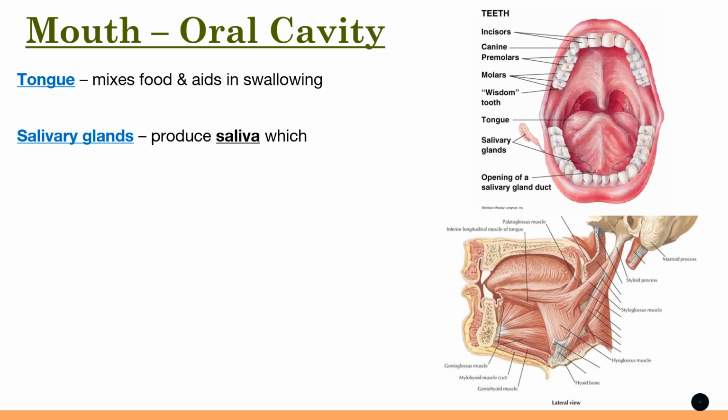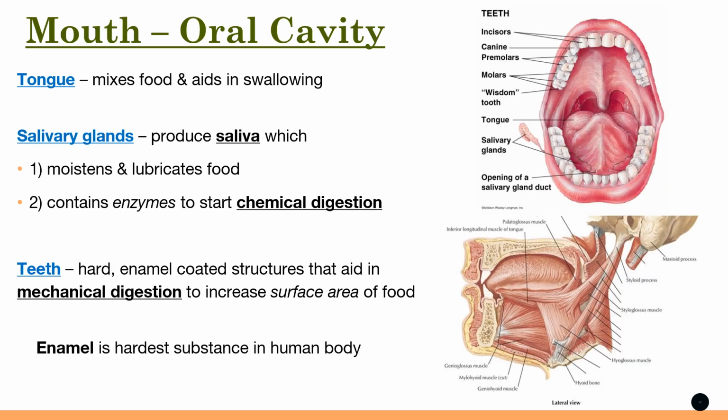Okay, so let's begin our journey through the alimentary canal or the GI tract. We're going to start in the mouth, also called the oral cavity. In the mouth, we have our tongue. This is going to serve to mix the food together and aid in swallowing. We also have several salivary glands. These produce saliva, which helps to moisten and lubricate the food, and also contain enzymes that start that chemical digestion process.